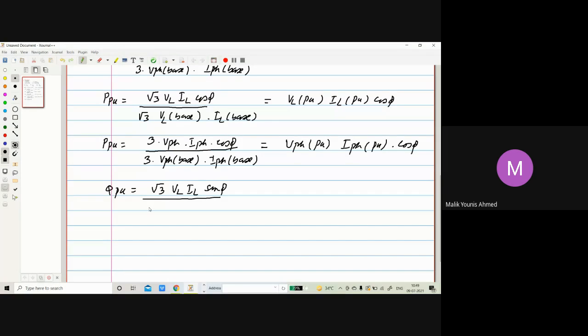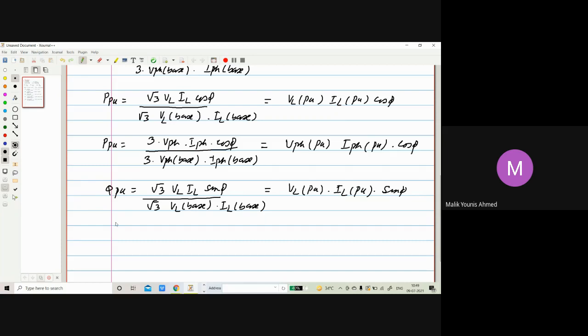So the base value is in terms of S, apparent power, under root 3 VL base multiplied by IL base. So under root 3 gets cancelled. VL divided by VL base will be VL in per unit multiplied by IL in per unit multiplied by sine phi. So this is the value in per unit if we have line values.